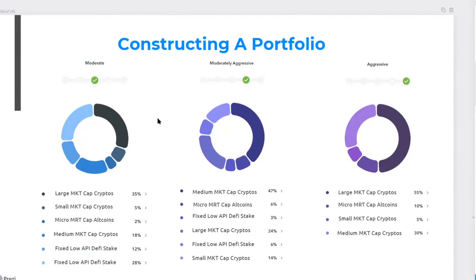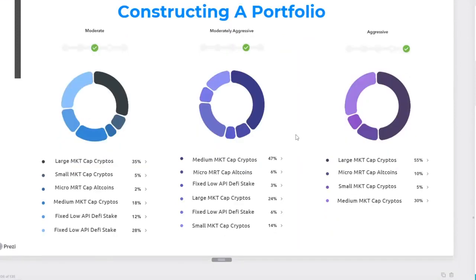So next, we're going to go over a moderate portfolio. This is going to have 35% large market cap cryptocurrencies, 5% small market cap cryptocurrencies, 2% micro market cap altcoins, 18% medium market cap cryptocurrencies, and then 12% allocation into one fixed low risk, low reward APY DeFi stake, and then another 28% into another low risk DeFi stake.